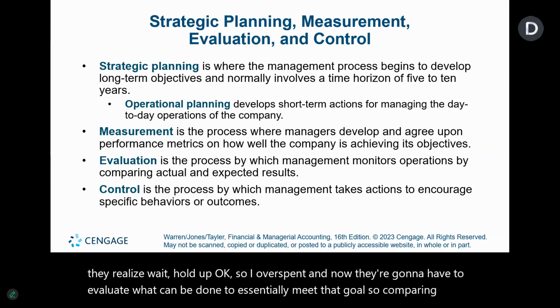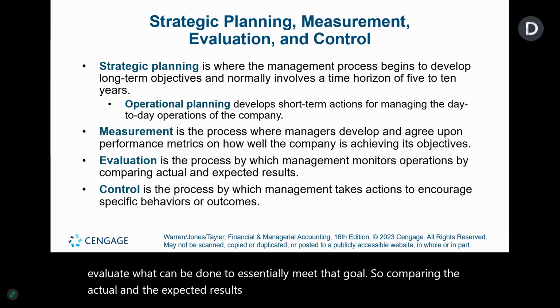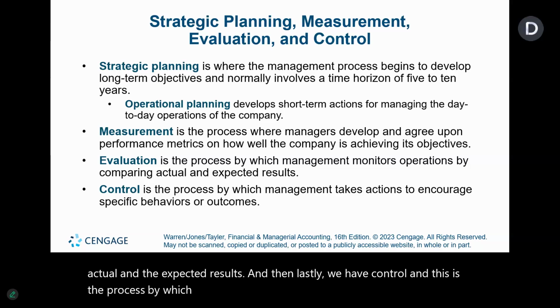So comparing the actual and the expected results. And then lastly, we have control, and this is the process by which management takes actions to encourage specific behaviors or outcomes.